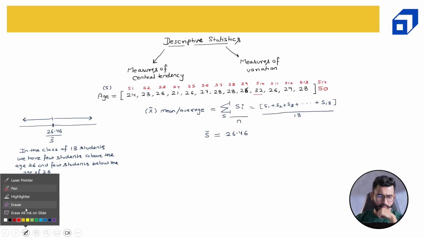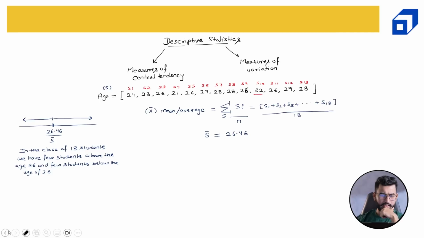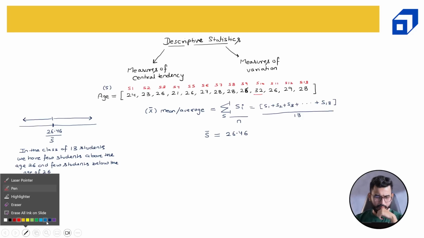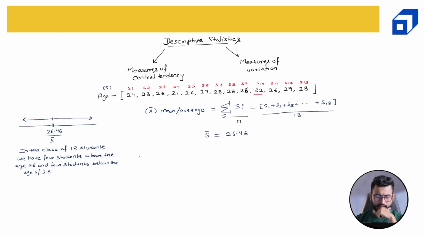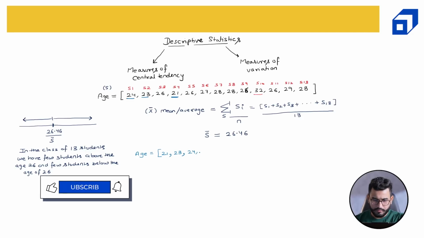Let me just remove this data point for now, and let me write them in ascending order, and that would actually help us to derive the other measures of central tendency. So I'll write age is equal to, now the minimum number over here is 21, so I'll just draw a line over here, 21. Then we have, we don't have 22, so we have 23. So I'll write 23 over here. Then we have 24. Then we have, I don't think we have 25, so no 25.